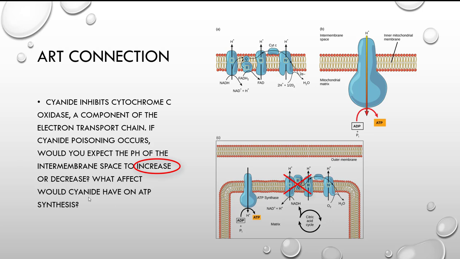What would cyanide have on ATP synthesis? What would happen here? It would stop, right? It would be inhibited, because if this shuts down, so would this. So this would inhibit ATP synthesis. You can think of cyanide poisoning as basically cutting down this whole process, and so we're not going to be making ATP. And so this is going to cause the body to shut down.